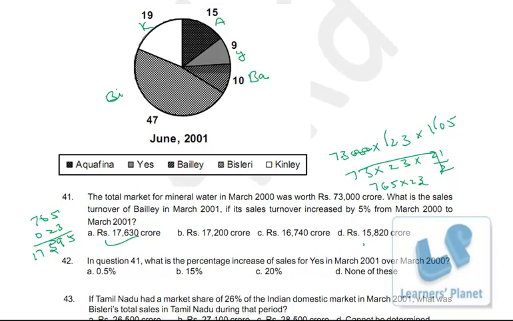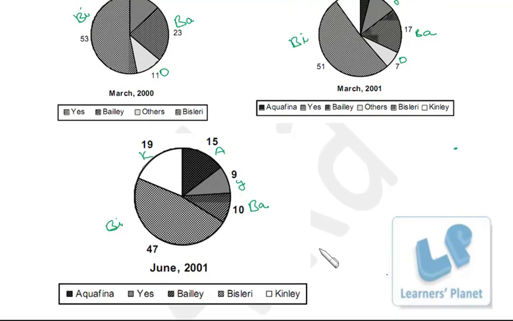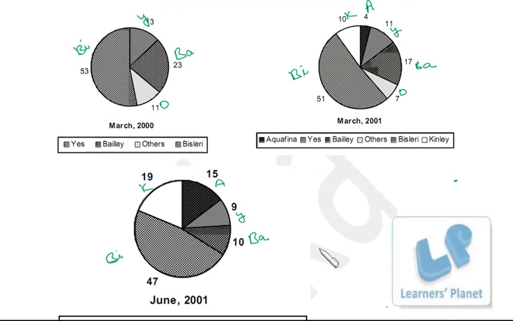Okay, so now let's take the next question. In question 41, the previous question, what is the percentage increase in sales for Yes in March 2001 over March 2000? Okay, so for that we need to have the data of sales for both the years for the product Yes, right? So we have to use the data from the previous question. As we know, in the previous question we were given that the total sales in March 2000 was 73,000 crore, right? The sales of Yes was 13%.